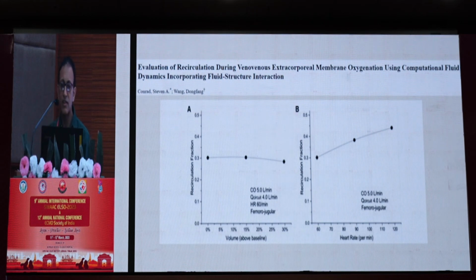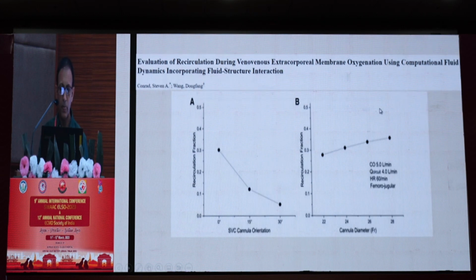Here, Stephen Conrad and others have shown that as the atrial volume increases, there is a reduction of the recirculation fraction, and as the heart rate increases, the recirculation fraction increases because there is less time for the blood to mix in the right atrium. And again, as the SVC return cannula orientation changes, the recirculation fraction changes. If it's at 30 degrees orientation, then the recirculation is less, whereas if it's straight at 0 degrees, the recirculation is high.